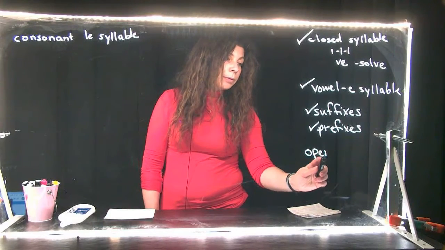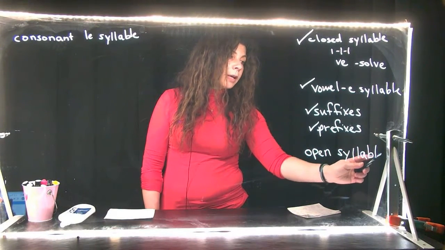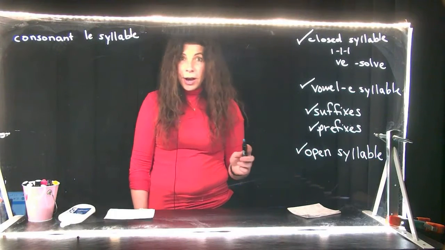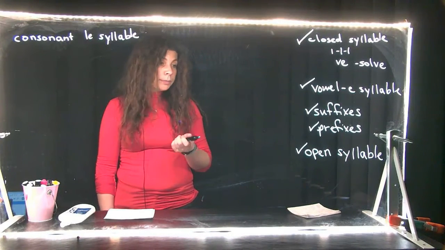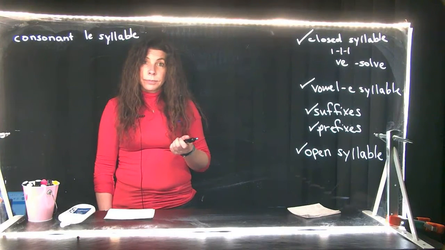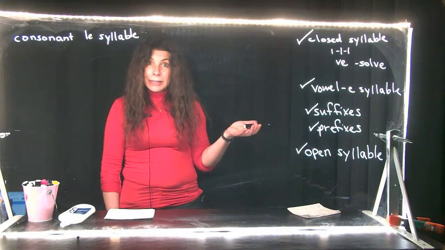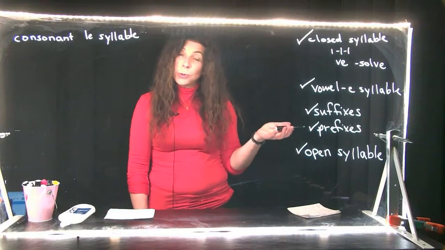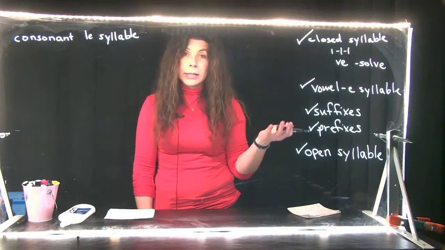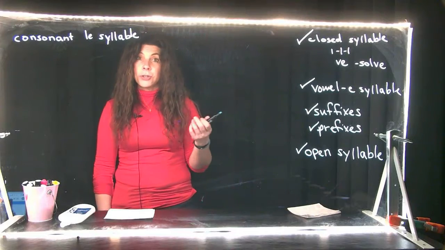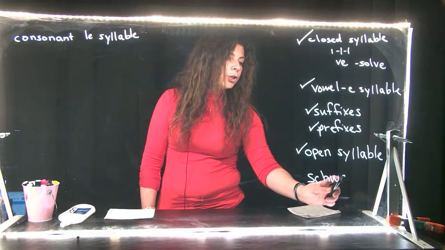Open syllable, that's when you have a long vowel sound. Cry, try, acorn. We learned when you add suffixes to your open syllable, if it ends with a Y, you change the Y to an I and add ES or ED or ER, unless you have the ING. The schwa.